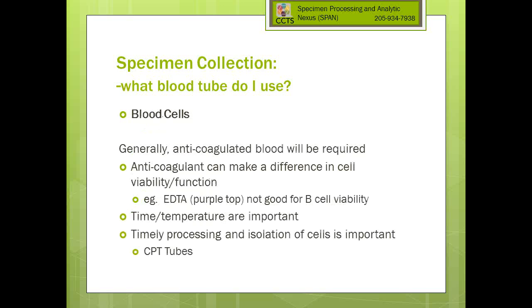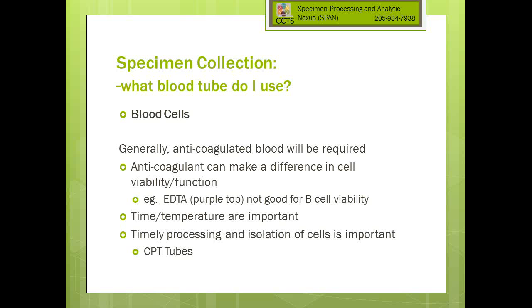So let's go through each of these individually. If you're interested in blood cells, you're generally going to need anticoagulated blood. But the anticoagulant, which is the color of the tube, can make a big difference in the types of assays you want to do. For example, the purple tops, which are EDTA tubes: if you want to do B-cell work, if you're an immunologist, B cells don't like EDTA, and they're not going to be very viable after isolation. So you really need to avoid EDTA tubes, and typically if we're interested in B cells, we use green tops or heparin tubes.